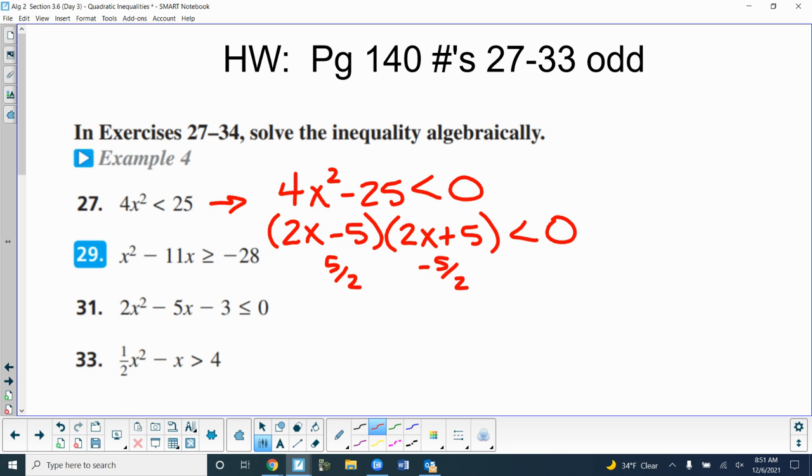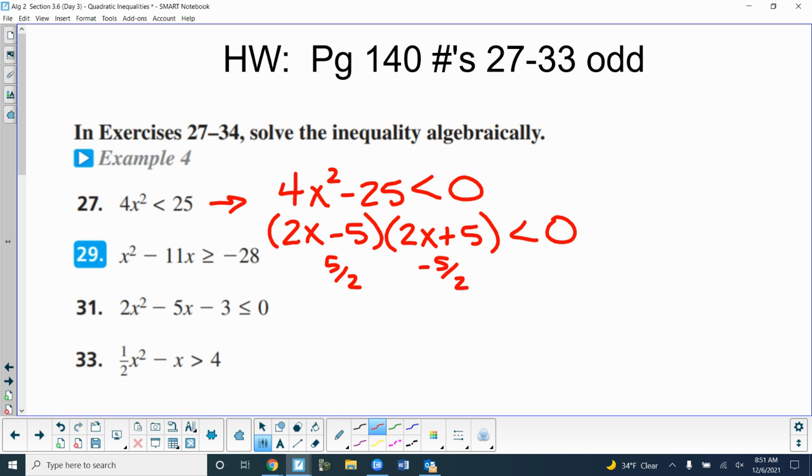And then we put those in, we pick numbers to do our number line. Does anybody need me to do the rest of that? Okay.